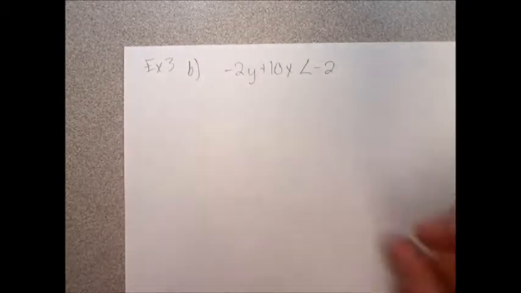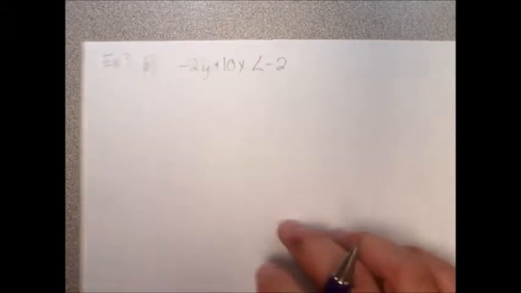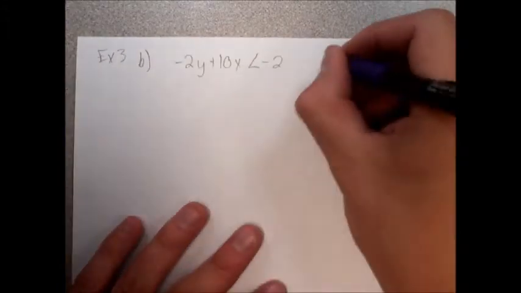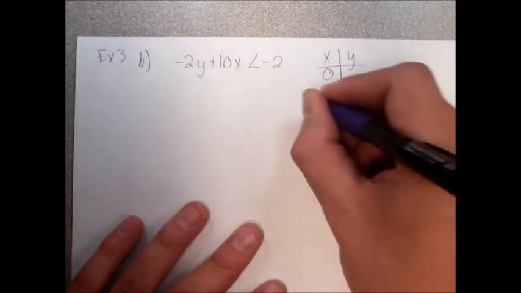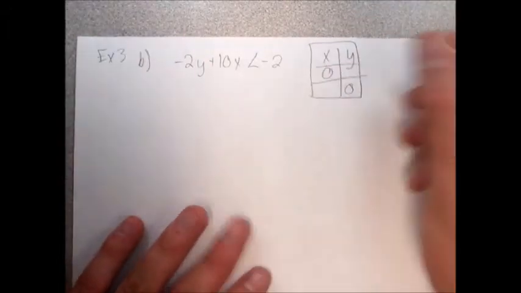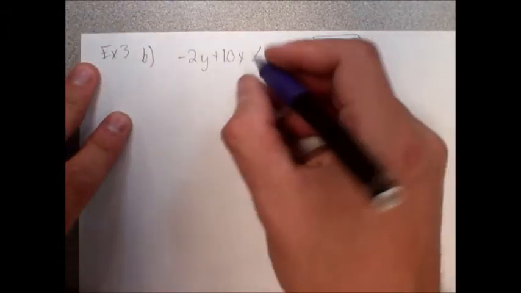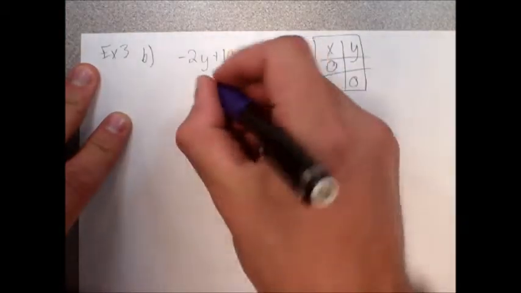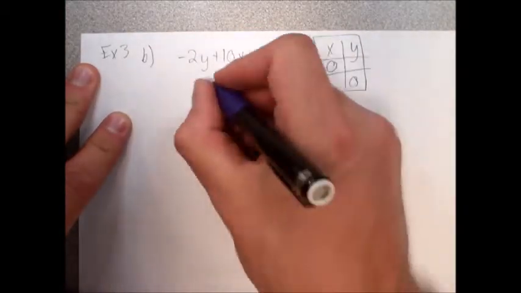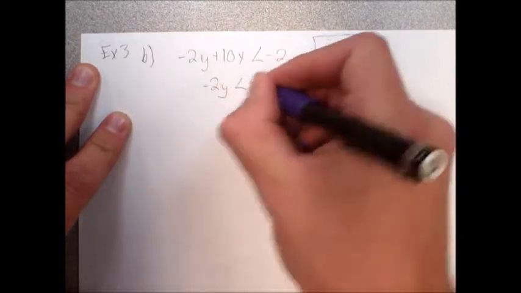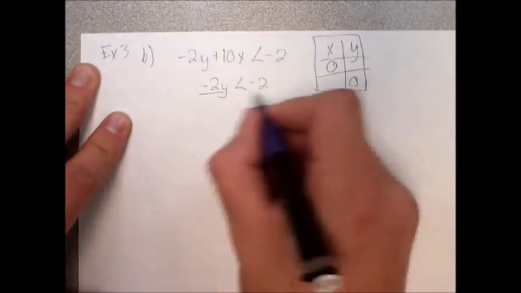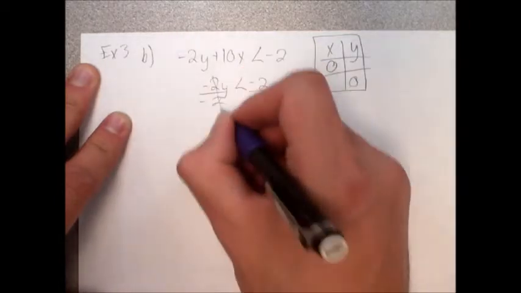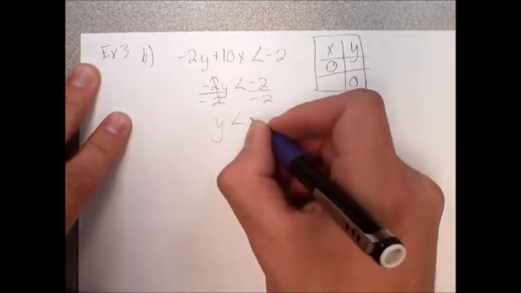Since it's in standard form, I'm going to use intercepts to graph it. So I'm going to use my staggered set of zeros. Plugging in 0 for x the first time and solving, 0 for x gives me negative 2y is less than negative 2. Solve it by dividing by negative 2. Y then is going to be less than positive 1.